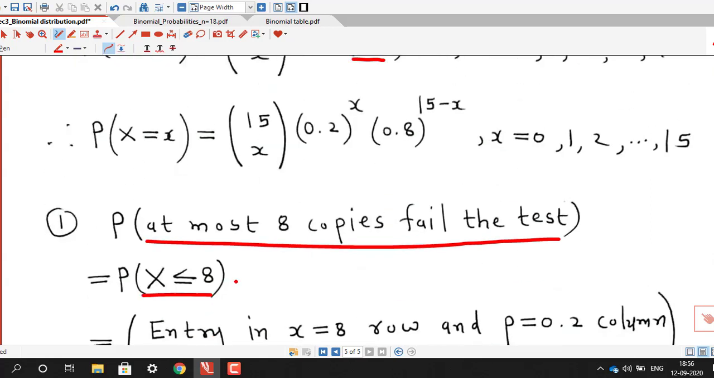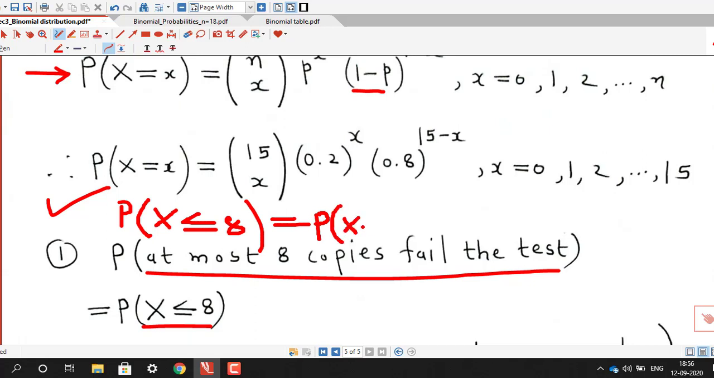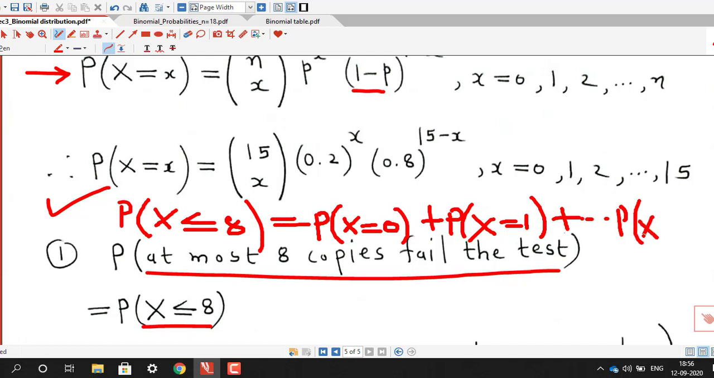So now this we can do in two ways. Either we can use this formula for probability mass function. Suppose we want to use this formula, then we have to calculate up to x equal to 8. This is cumulative probability, so we have to start from probability that x equal to 0 plus probability that x equal to 1 and so on up to probability that capital X equal to 8.